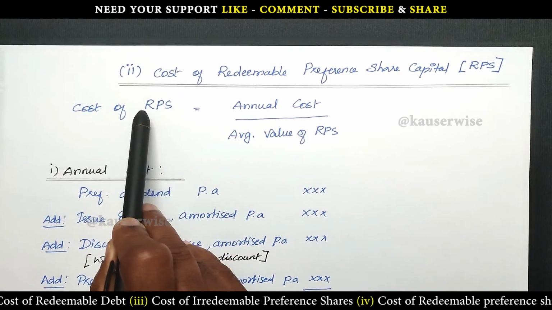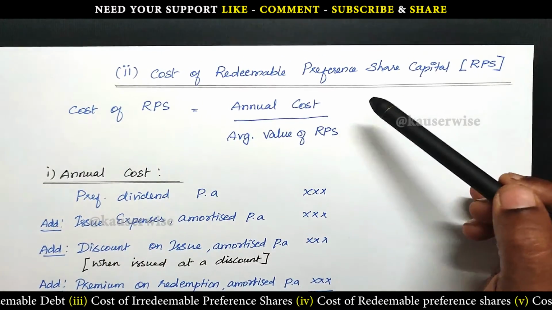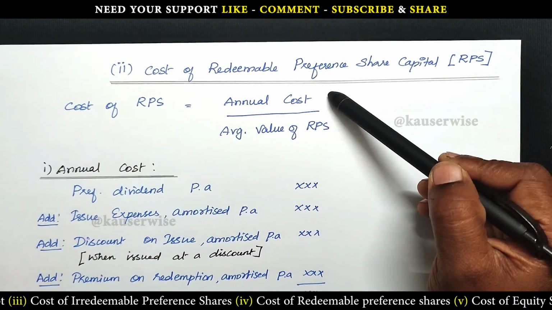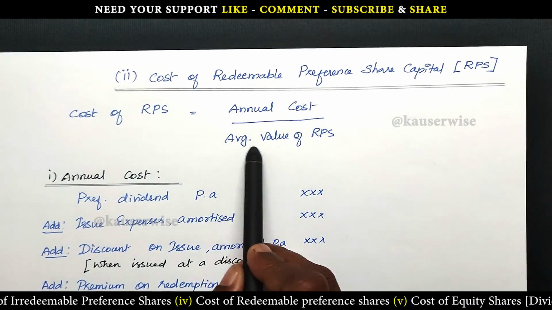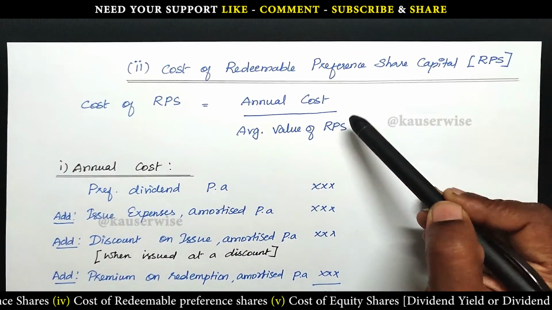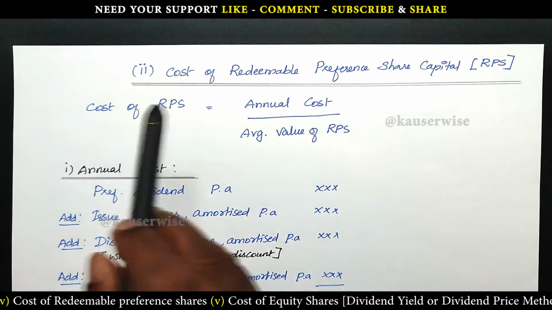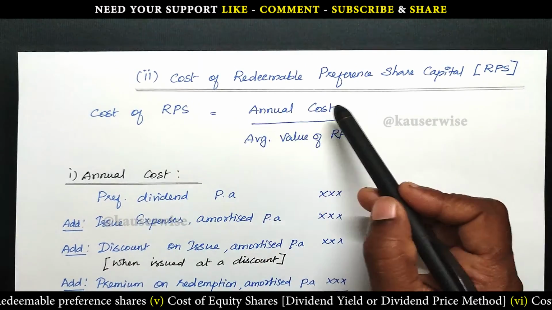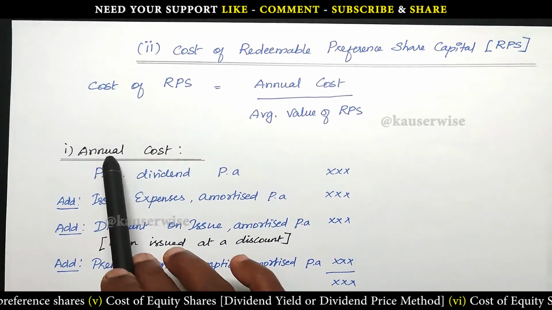RPS stands for redeemable preference shares. The formula is annual cost divided by average value of RPS. So here you have to calculate two different components in order to find out the cost of RPS. The first component is annual cost.